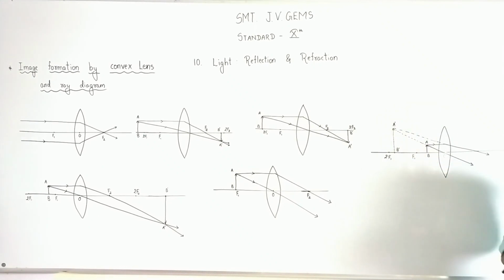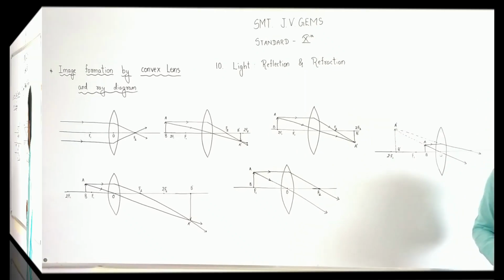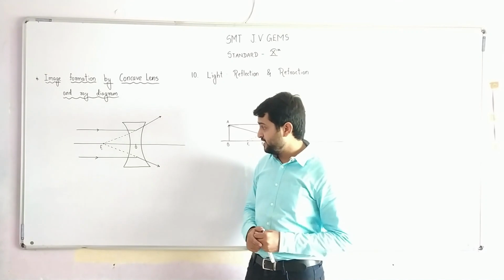That will be magnified, but now this time it will be virtual and erect. So this is what we use in our day-to-day life. When we place it in front of a newspaper, we can magnify the digits or words of that. Image formation by concave lens and ray diagram.